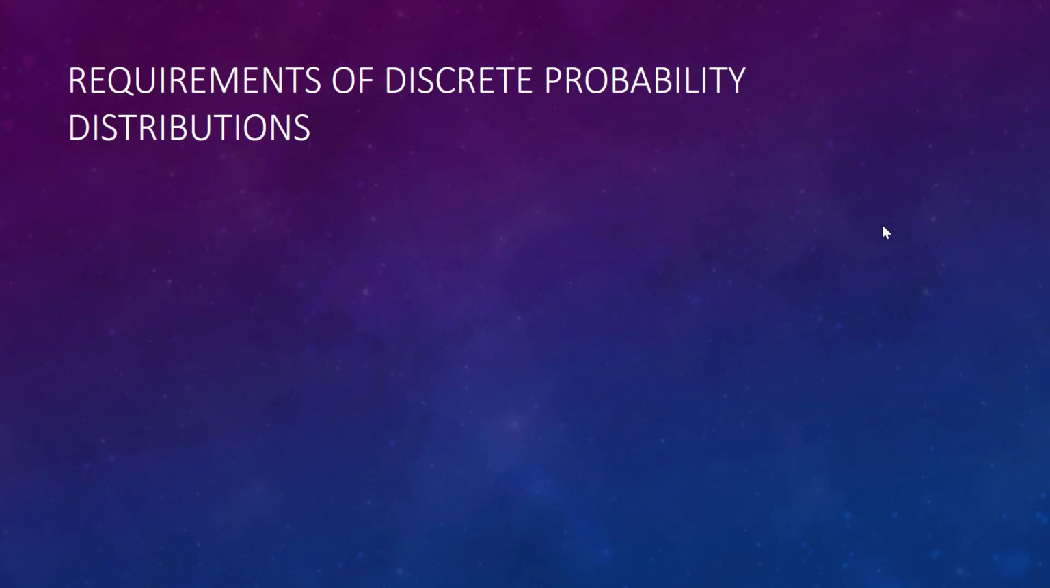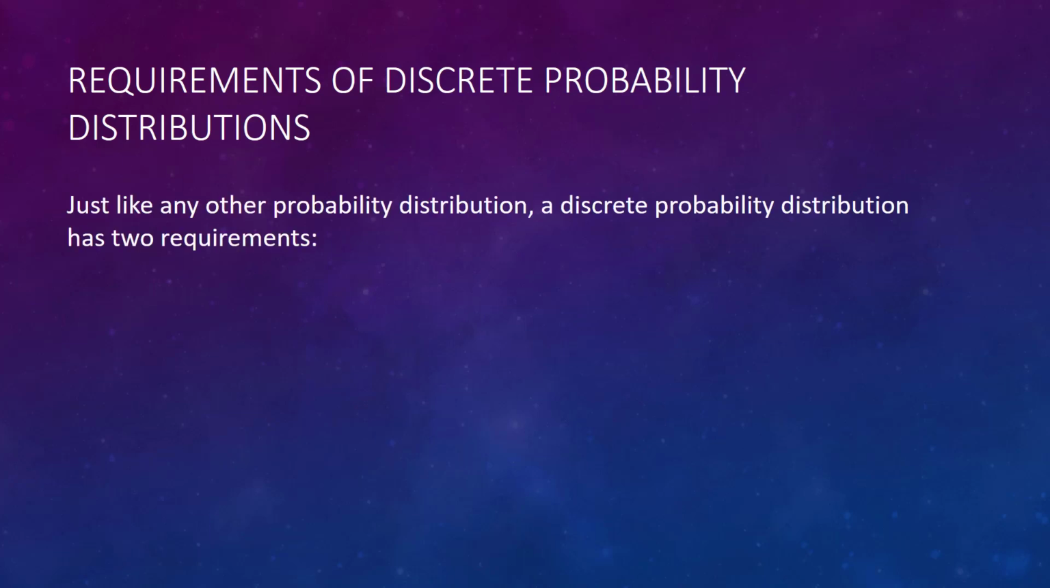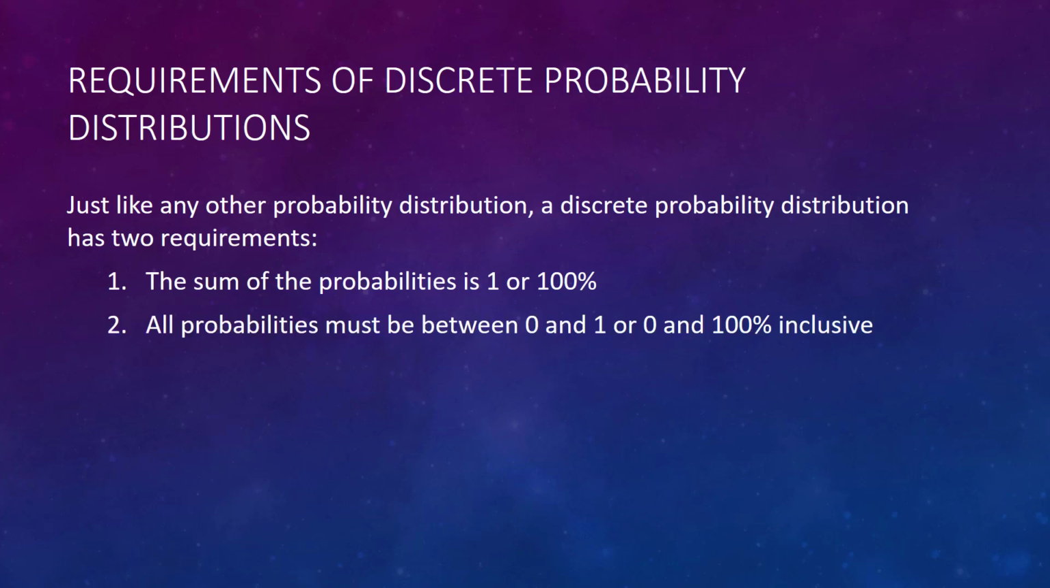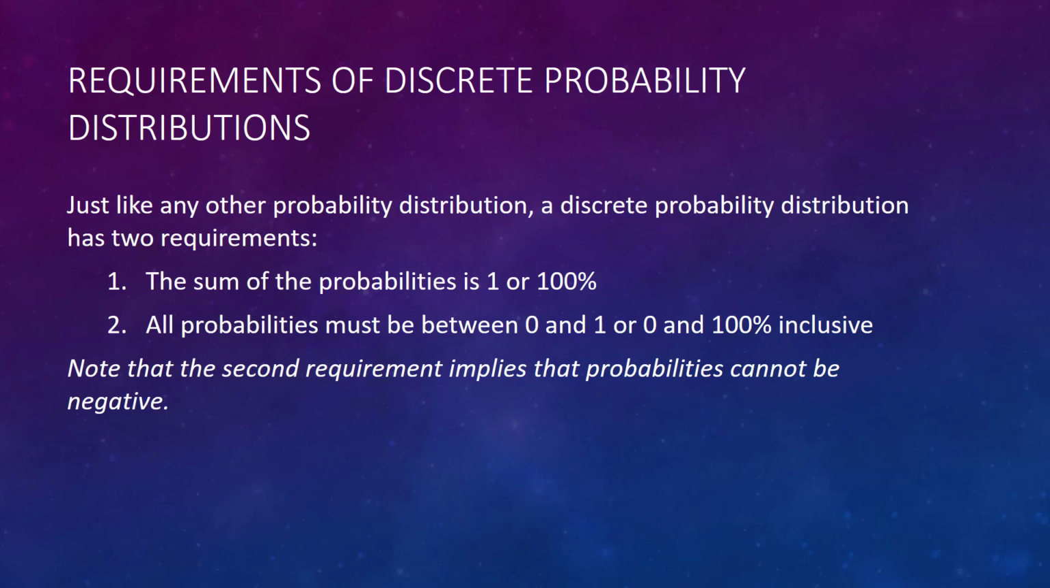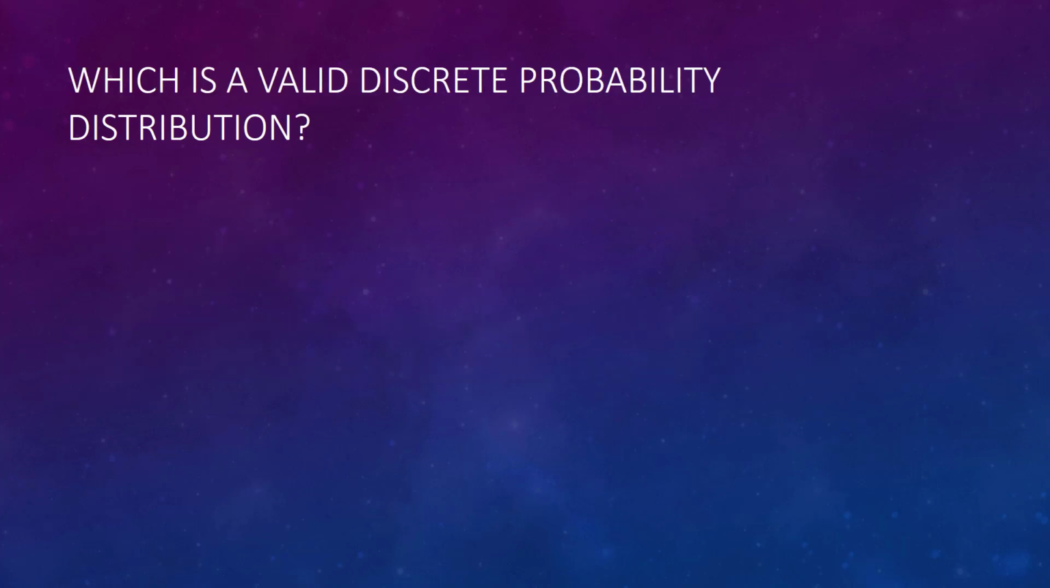Requirements of discrete probability distributions. Just like any other probability distribution, a discrete probability distribution has these two requirements. First of all, the sum of the probabilities is 1 or 100%. Secondly, all the probabilities must be between 0 and 1 or 0 and 100% inclusive. Notice that the second requirement implies that the probabilities cannot be negative. They must be either 0 or a positive number.